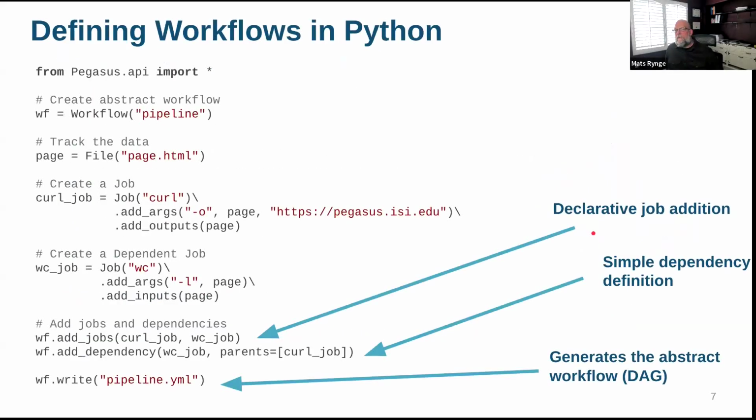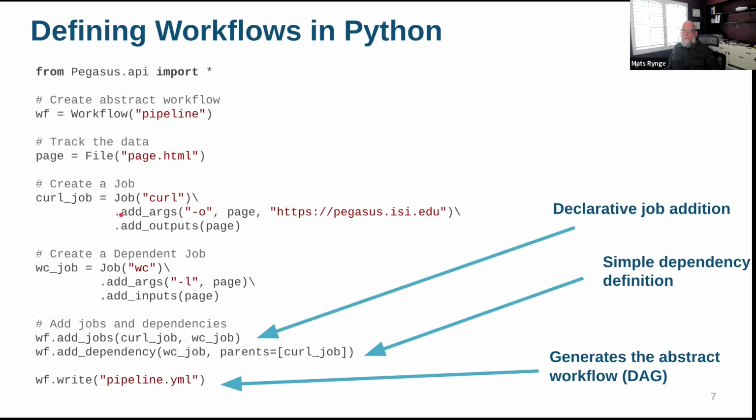The workflows themselves are defined with code. We're using a Python API to describe the workflows, and it's a pretty simple API. There's a few things that we need to look at. For example, all data is tracked in the workflow. So if you want to use a file in the workflow, you have to explicitly say, hey, there's a file, and then how that file is used as an input and output to the different jobs.